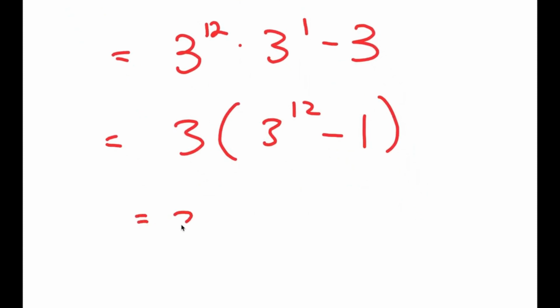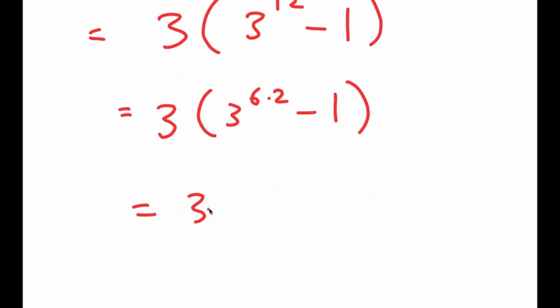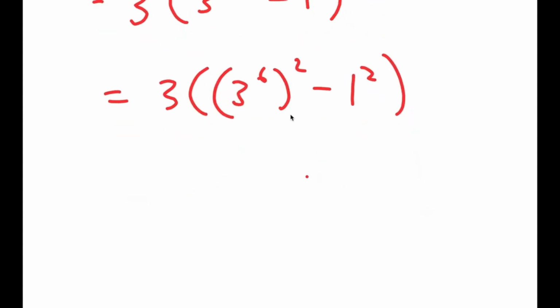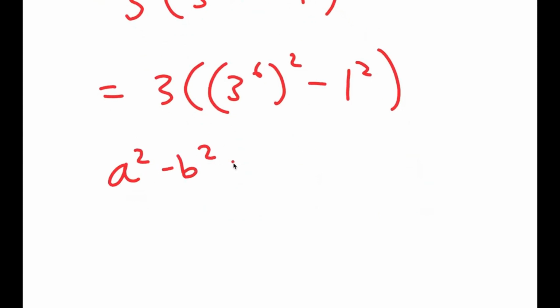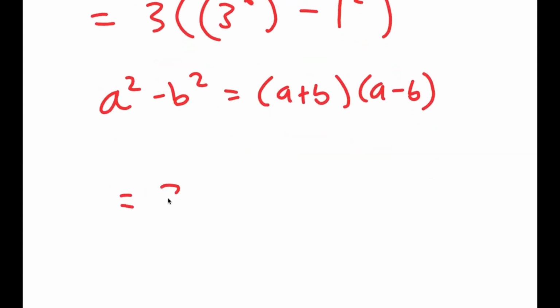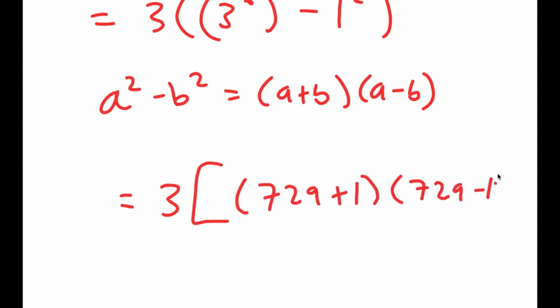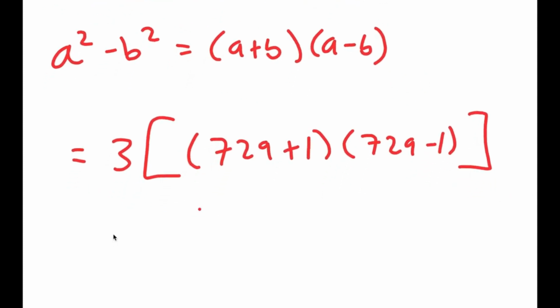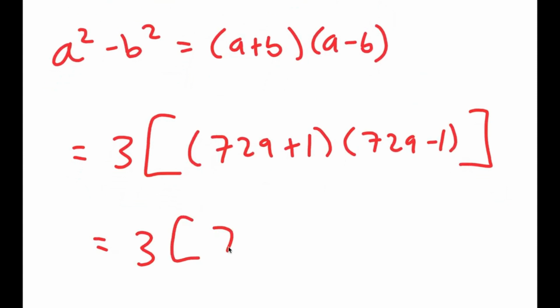Now 3 to the power of 12, I'm going to rewrite as 3 to the power of 6 times 2. And that's equal to 3 times 3 to the power of 6 to the power of 2 minus 1 squared. And I'm writing this like this because now I can use the property a squared minus b squared is equal to a plus b times a minus b. So this turns into 3 times 729 plus 1 times 729 minus 1. This is equal to 730 times 728.